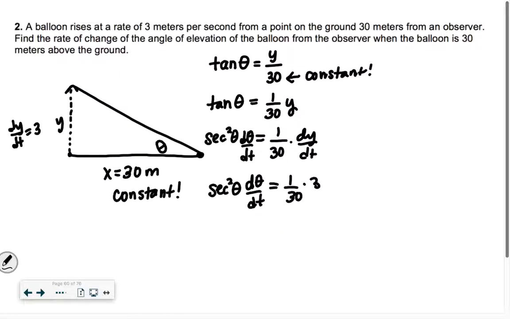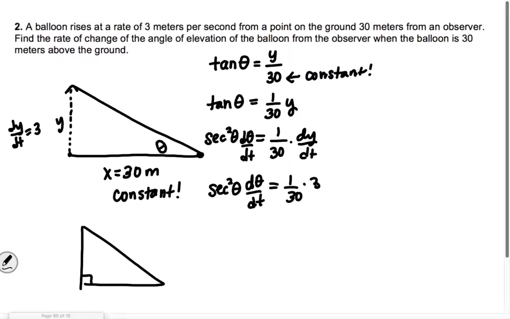So usually in these problems, and even in the ones that did involve the Pythagorean theorem, like the latter problems, we kind of redraw. So we're like, well, at this exact moment, the person was 30 meters away, and we said, find the angle of elevation when the balloon is 30 meters above the ground. So if this is 30 as well, what is our angle? 45 degrees, right? Because we have an isosceles right triangle. Okay, and then you could plug in secant squared theta. You could find it that way.